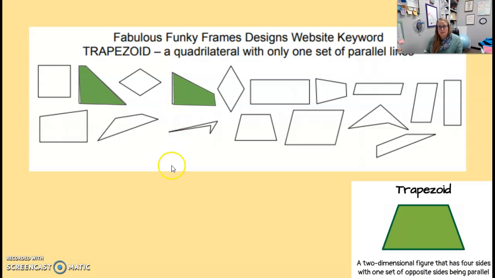All right, let's see if we can find another trapezoid. Ooh, let's look at this one. 4 sides. Let's make sure. 1, 2, 3, 4. Okay, that works. Which sides are parallel? Turn and talk to your neighbor. Which ones are never going to cross?